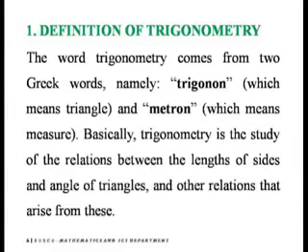Now let's start with the definition of trigonometry. Trigonometry comes from 2 Greek words, namely trigonon and metron. Trigonon means triangle and metron means to measure. So basically, trigonometry is the study of the relation between the length of sides and the angle of a triangle and other relations that arise from this.